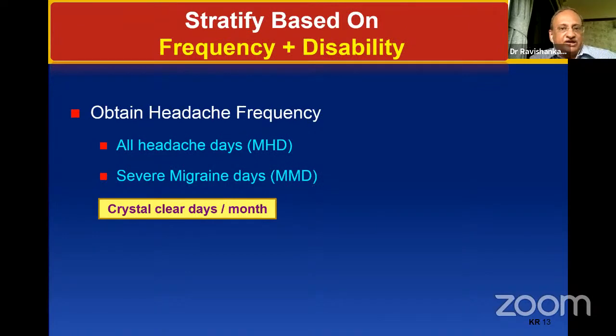When you stratify based on frequency and disability, what are you asking the patient for? How many days in a month do you get headaches? Better still, in order to diagnose whether it's episodic or chronic migraine, you could ask the question, how many clear days in a month do you have? Quite often you'll be surprised. The first answer is, I have 10 days of headache in a month. When you ask how many clear days, the patient says, I just have 5 clear days in a month. So it changes the picture completely.